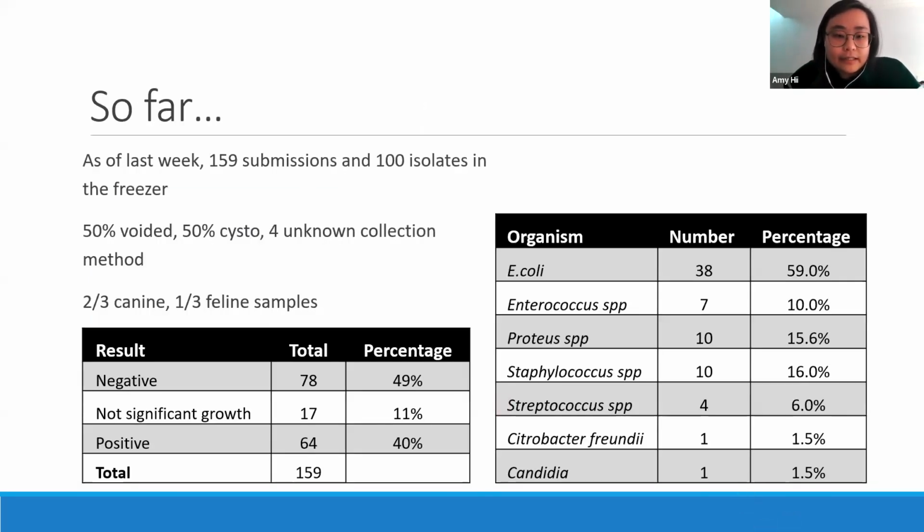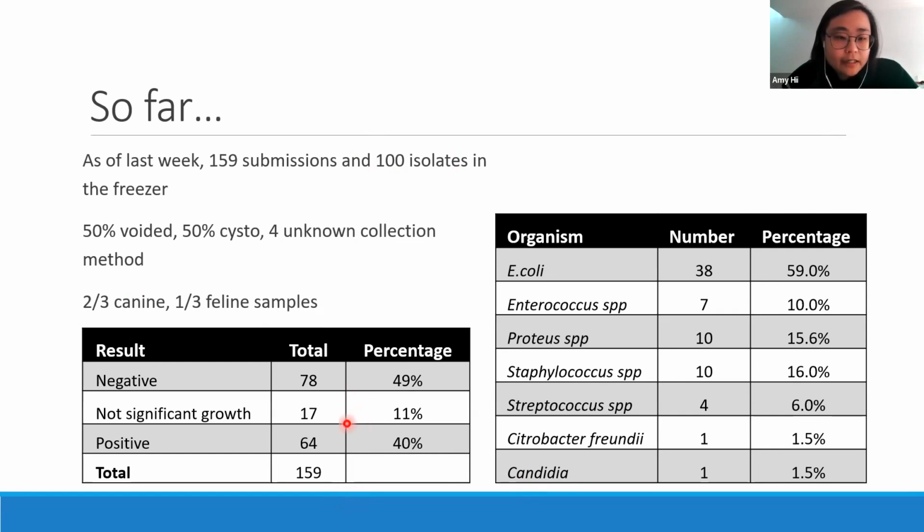All right, so these are the results I've got so far. As of early last week, I have 159 submissions and about 100 isolates in the freezer. Just under 50% of these samples were voided samples, and just under 50% were cysto samples, and we have 4 that were unknown. Two-thirds of them were from dogs and one-third from cats. Keep in mind these 100 isolates include the non-significant growths.